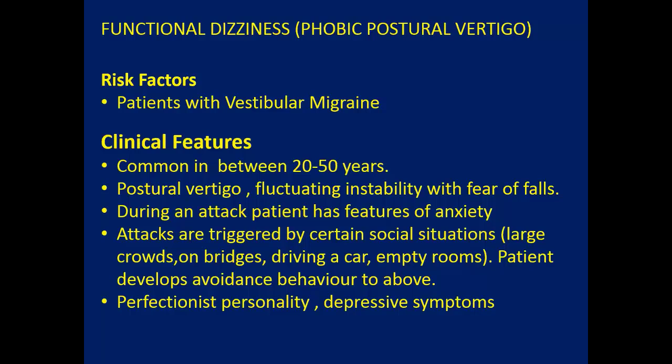It happens among young people, and they are really scared of falls, and they are anxious. They are scared of large crowds or certain social situations. Because of this, they develop avoidance behavior. They are scared of their vertigo. Their personalities are also different. They try to be perfectionists, and when things don't happen their way, they get depressed. So you can identify these patients by their personality also.